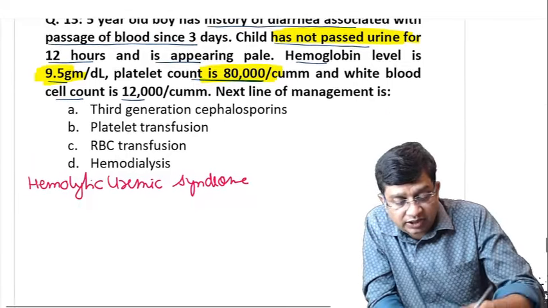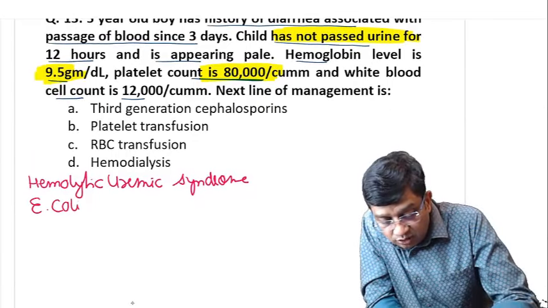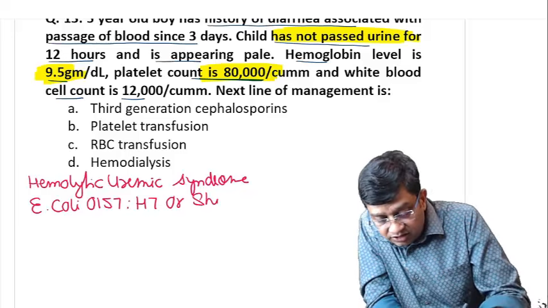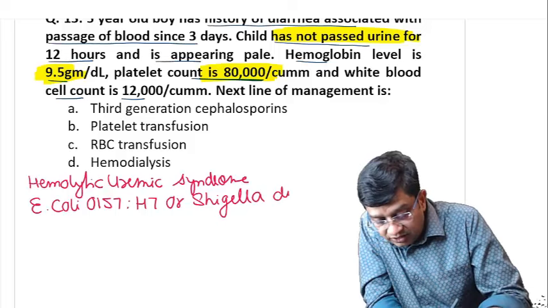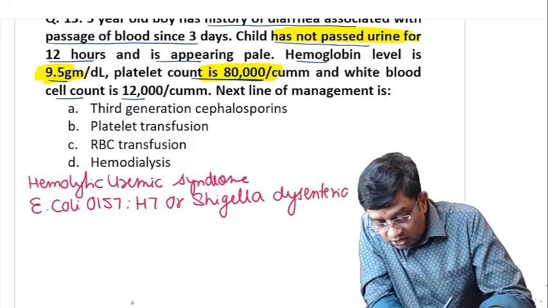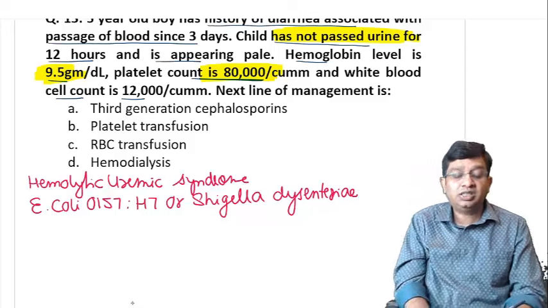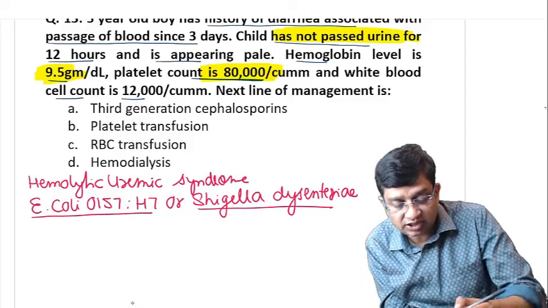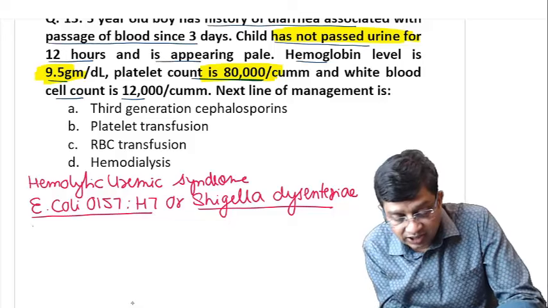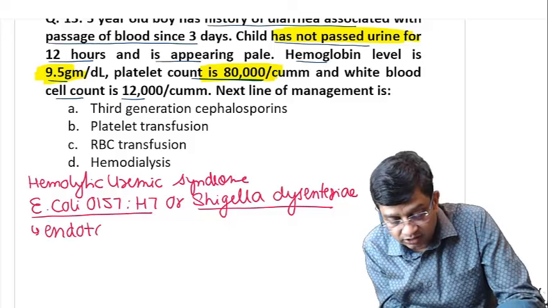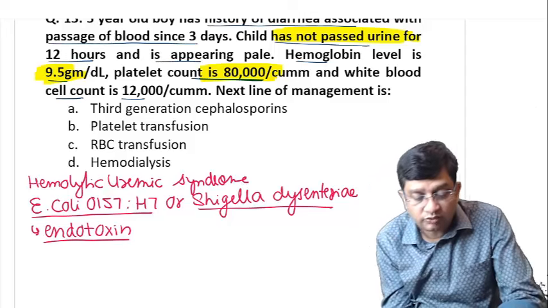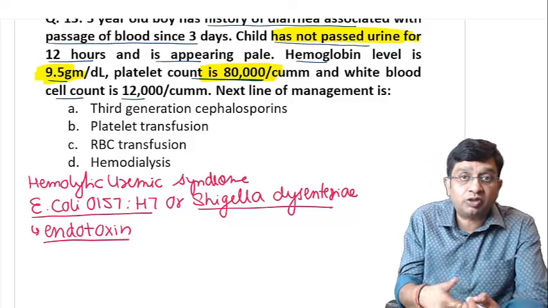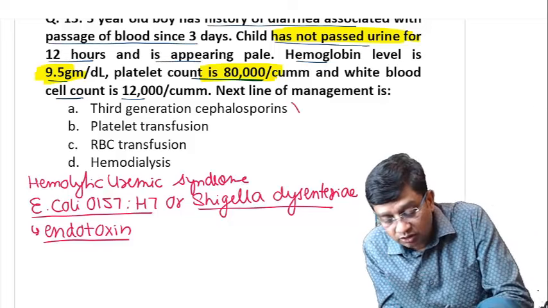So if this is following diarrhea, the cause can be either E. coli O157H7 or Shigella dysentery. Out of the two, there is one cause. Both are gram negative, and gram negative produces endotoxin. So you will not give antibiotics here, because if you give antibiotics, bacteria will die, toxin will come out, and the problem will increase. So this is particularly not given.